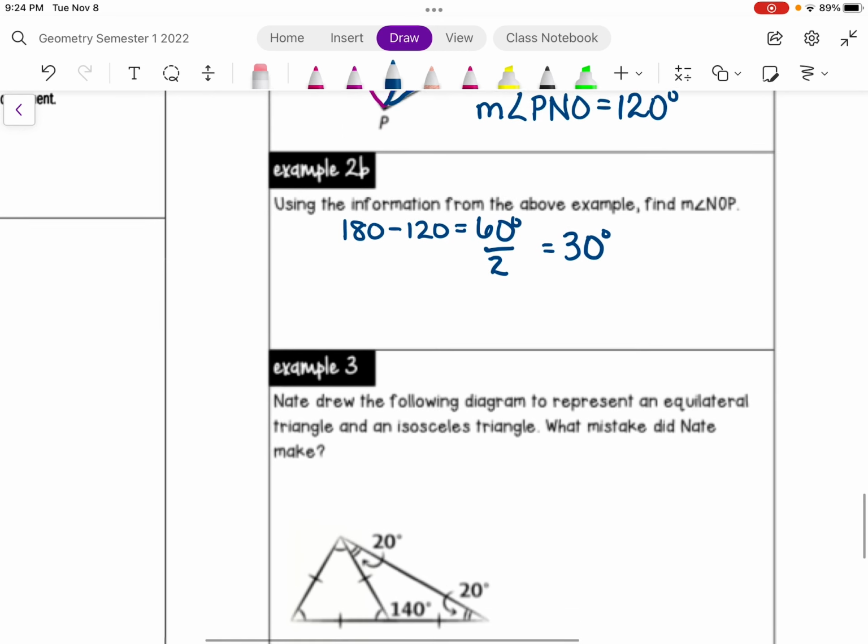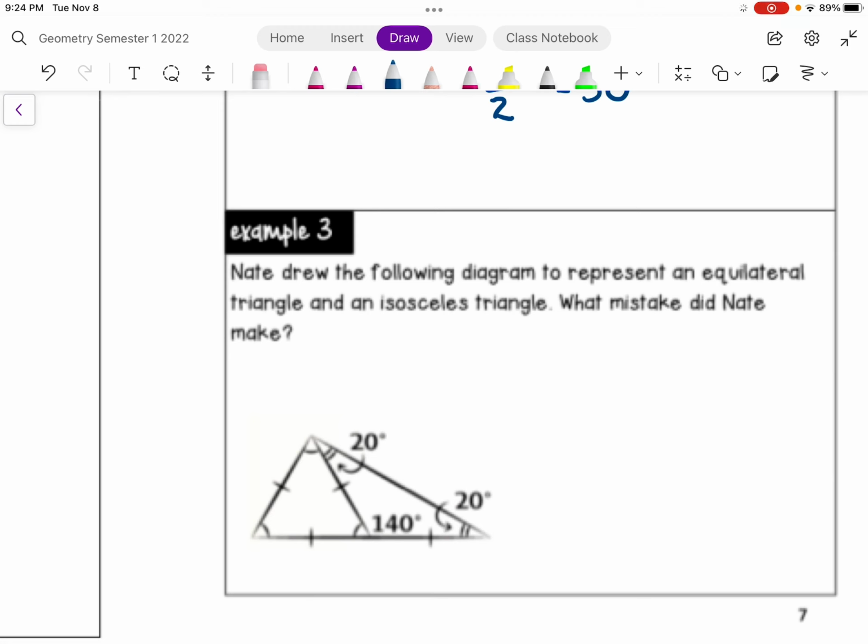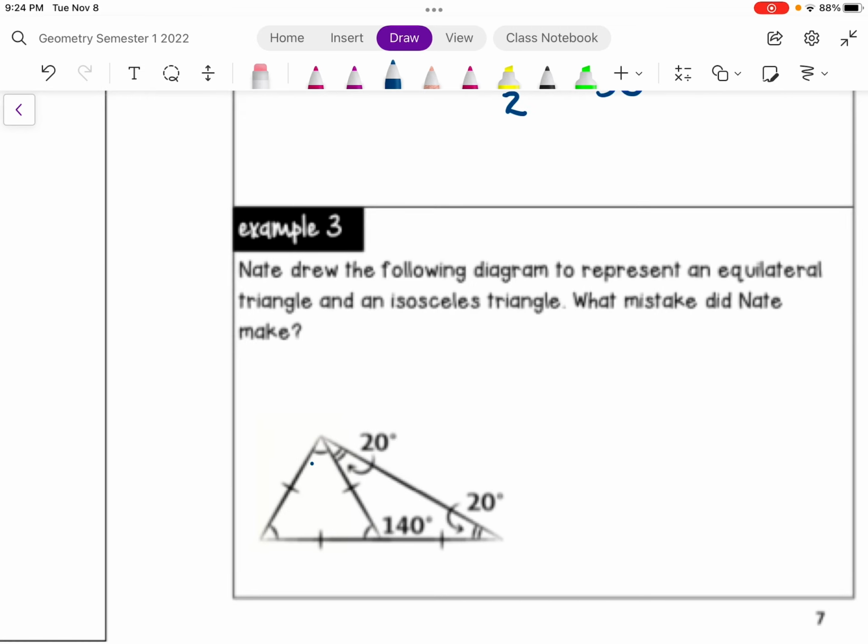Okay. All right, let's look at this error analysis. I like those. We don't do enough of those. Nate drew the following diagram to represent an equilateral triangle and an isosceles triangle. What mistake did Nate make? So take a second, see if you can figure out what mistake Nate made. Your hint is that all of these are 60.